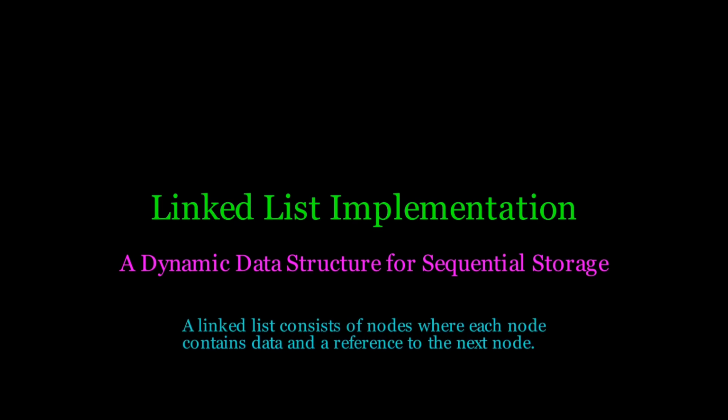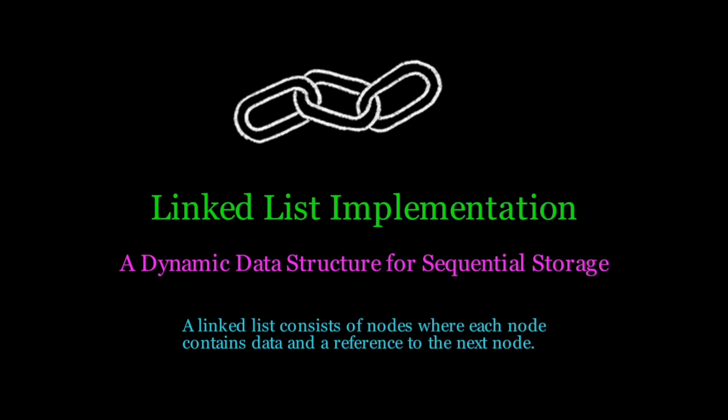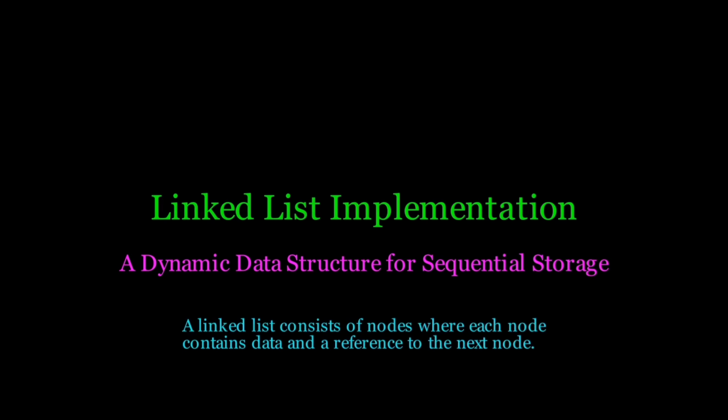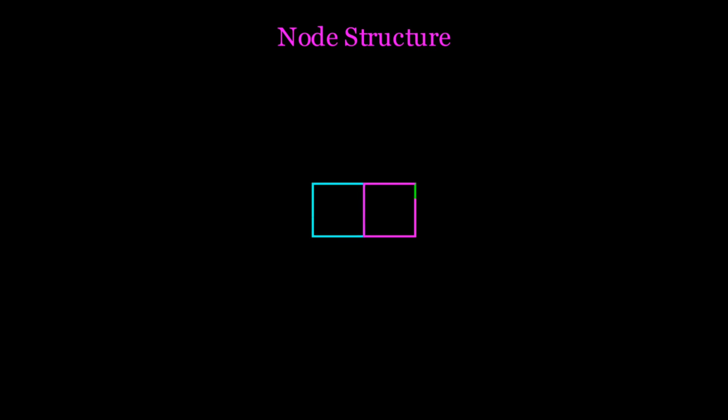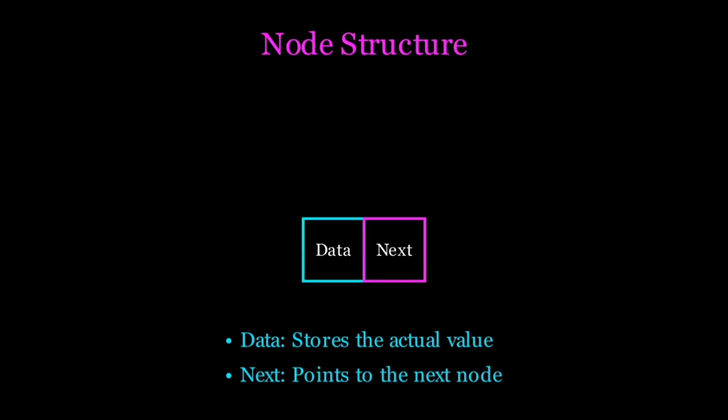Today we are diving into one of the most fundamental data structures in computer science, the linked list. A linked list is a linear data structure used to store a collection of elements. Unlike arrays, where elements are stored in continuous memory locations, linked lists use nodes that are scattered in the memory but connected through pointers. So, what is a node? Each node in a linked list has two parts: data, the value or element stored in the node, and a pointer, a reference to the next node in the sequence.